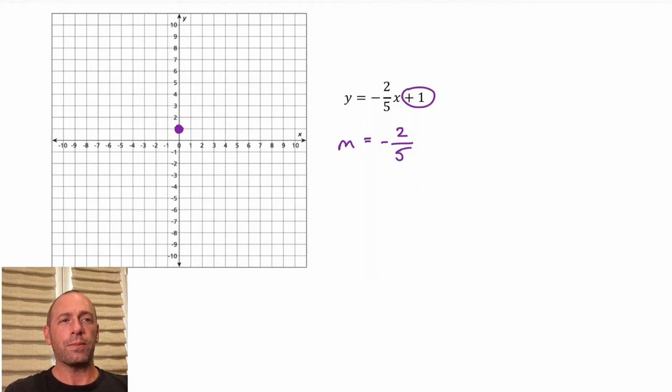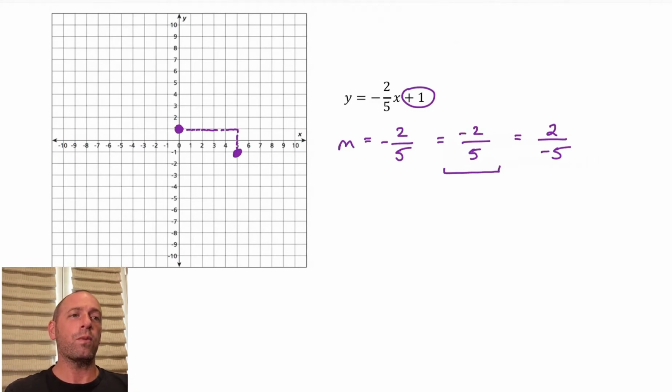And students will sometimes say, is the negative on top or the bottom? And I'm going to tell you it's the same. And to prove it, I'm going to show it to you both ways. Negative 2/5 or 2 over negative 5. So if the slope was negative 2/5, that means every time that x increased by 5, y is going to decrease by 2. So we go right 5, down 2.